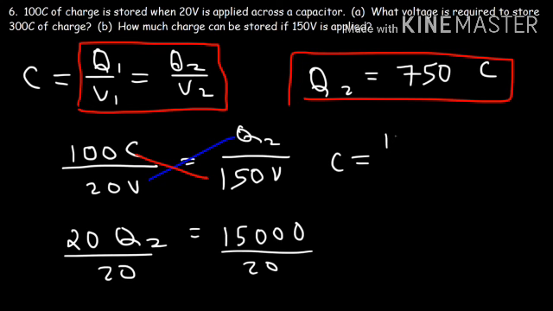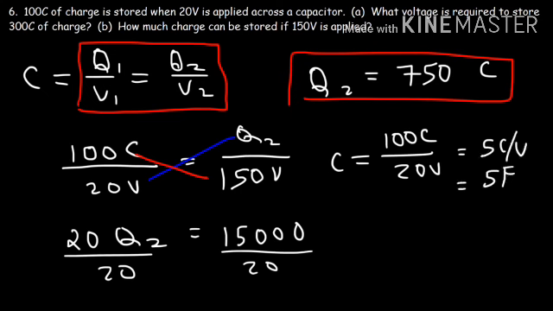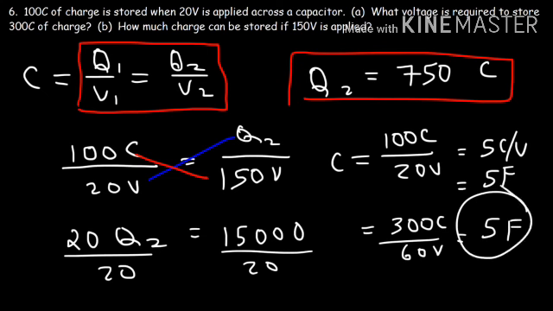So if you want to find the capacitance, here's what we can do. We can take the Q1 value, which is 100, and divide it by 20. That's going to be 5 coulombs per volt, so that's 5 farads. Or we could take the voltage at 300 coulombs. At 300 coulombs, the voltage is 60. 300 divided by 60 is also 5. So you get the same constant. So we're dealing with a 5 farad capacitor.